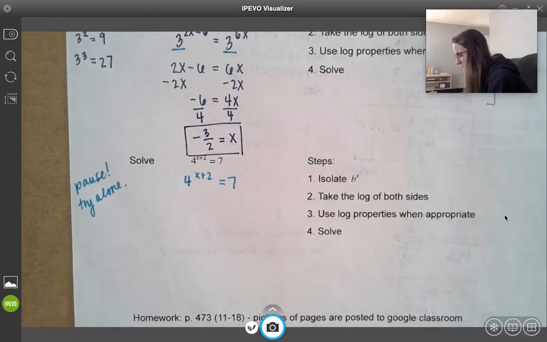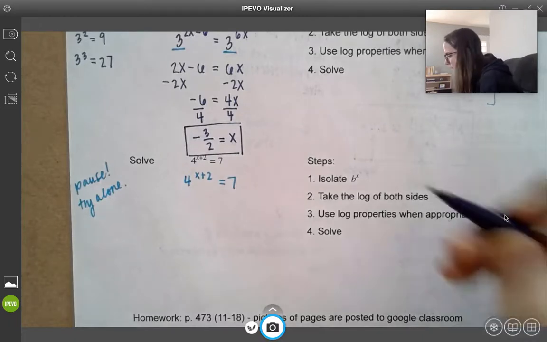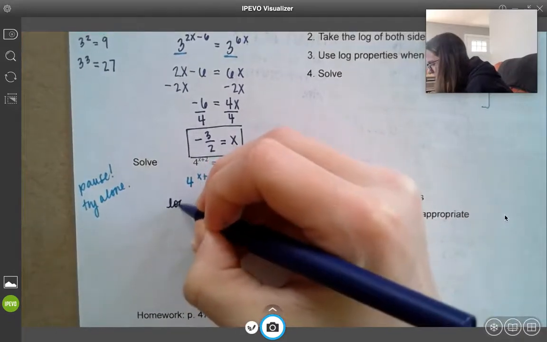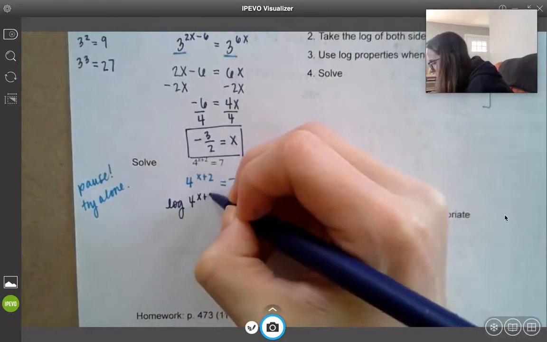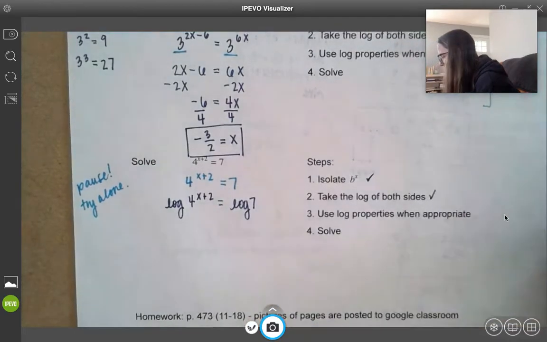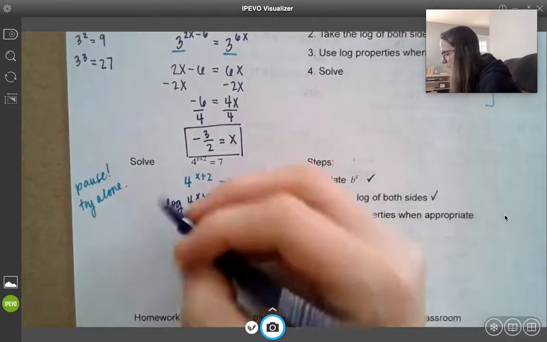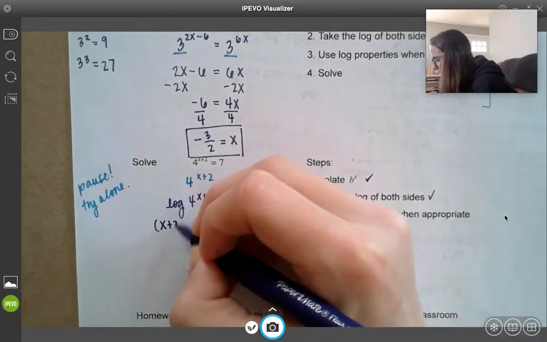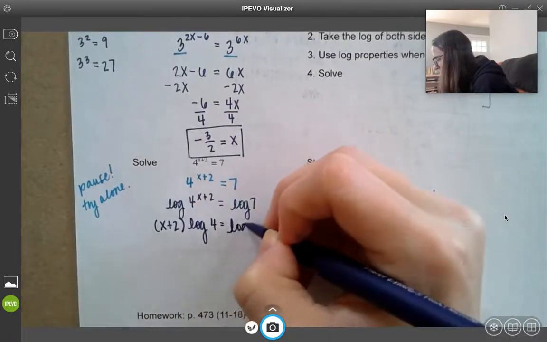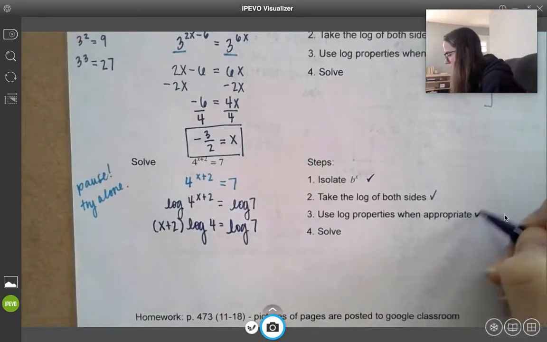So isolate b to the x. Done. Step 2, take the log of both sides. Log of 4 to the x plus 2 equals log 7. Done. Use the log property. Move that exponent out to the front. So I have x plus 2 times log 4 equals log 7. Done. Now I have to solve.